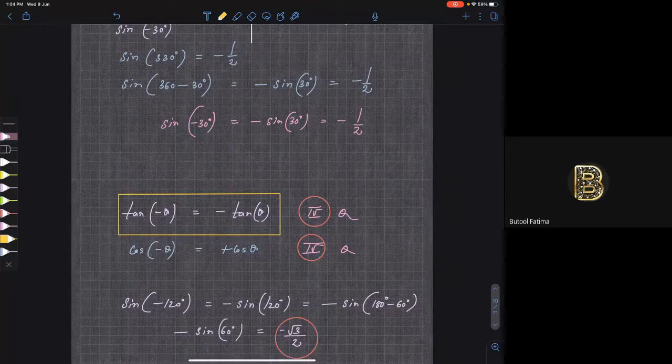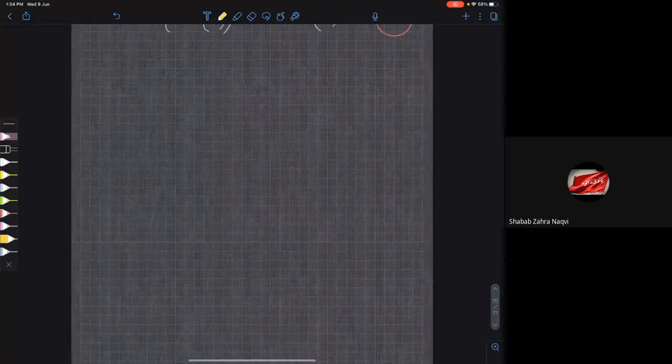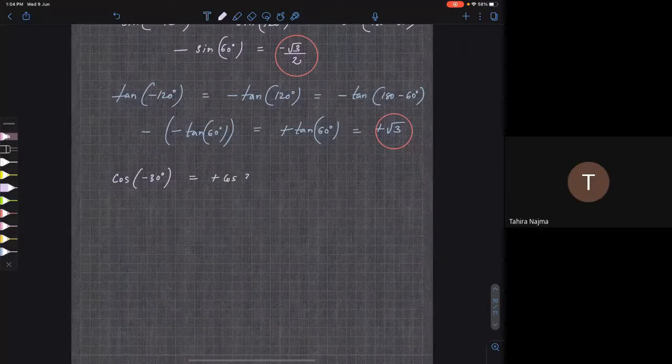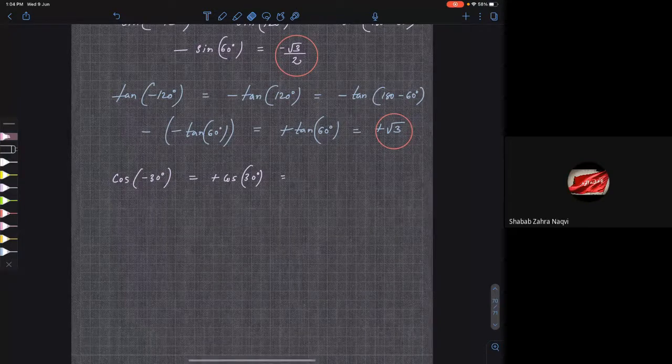Have you learned about cos? Cos of minus theta is equal to what? Plus cos theta. Why? Because it lies in the second quadrant. So what is cos of minus 30? It is plus cos 30, which is also equal to how much? Cos 30 is root 3 by 2. It is plus root 3 by 2.